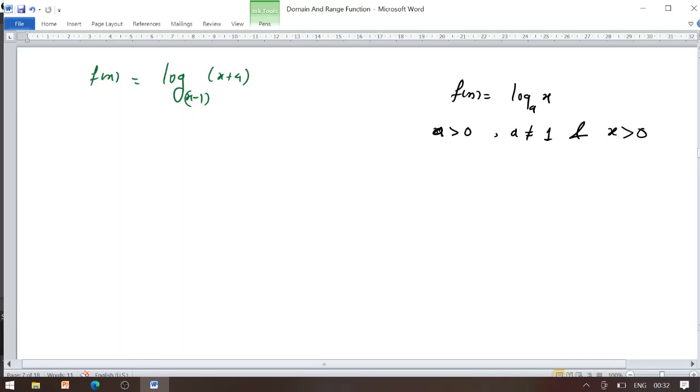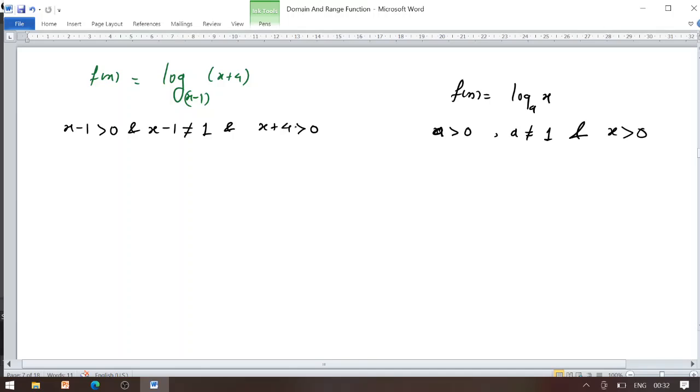Instead of a we have x minus 1, instead of x we have x plus 4. So the condition on the base here is x minus 1 strictly greater than 0, and x minus 1 is never equal to 1. And at the same time the condition on the function under logarithm should be strictly greater than 0.